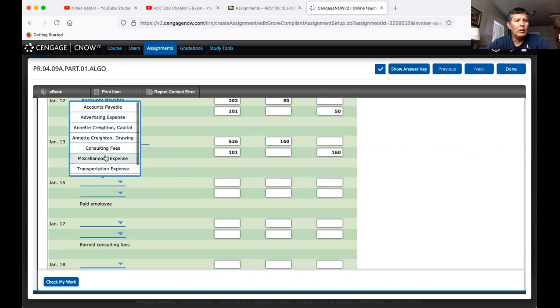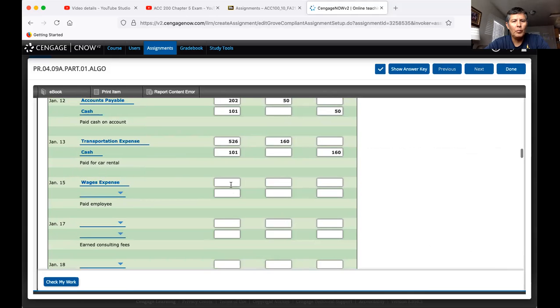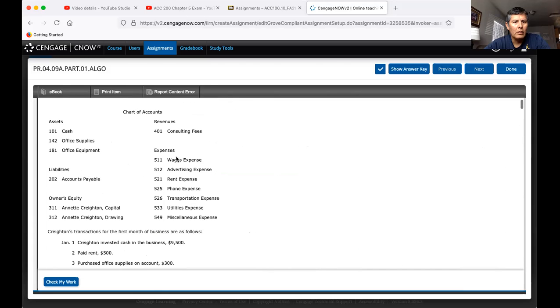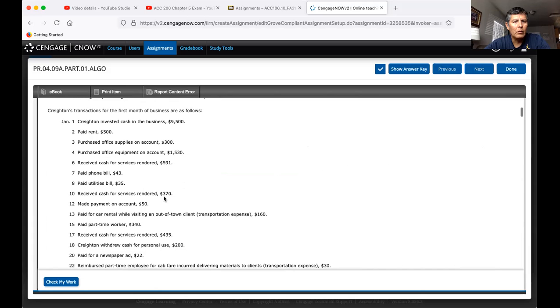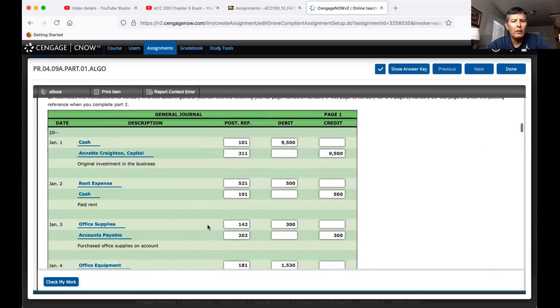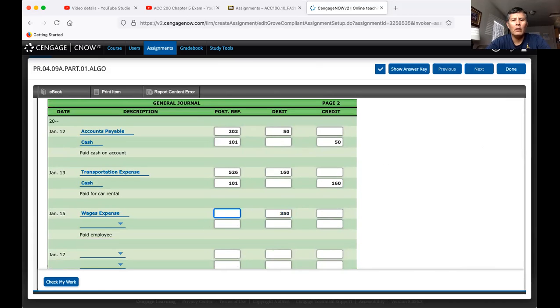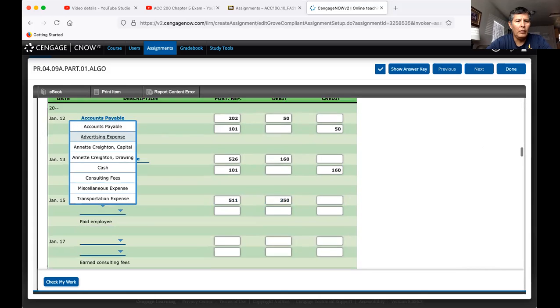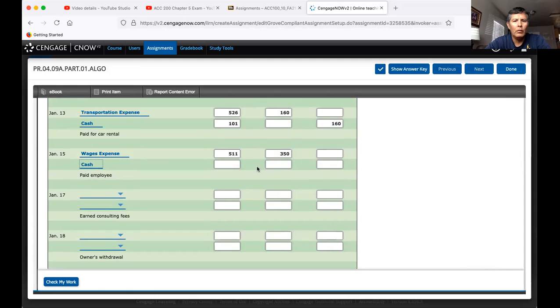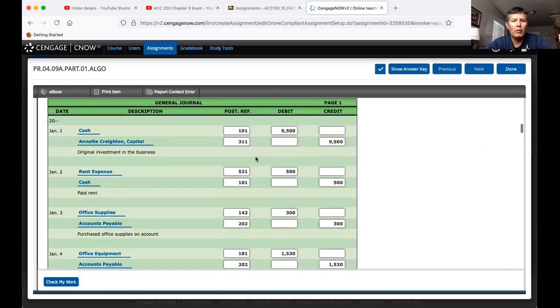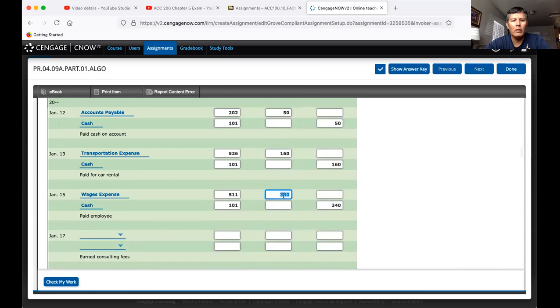Okay, this will be wages expense because we paid it. I didn't see what account it was. Let me check the account really quick. Wages expense is 511, and this will be for 340. Okay, and then we paid with cash. And that was 101 for, what was it, 340 or 350? 340. Almost messed up. 340 here.